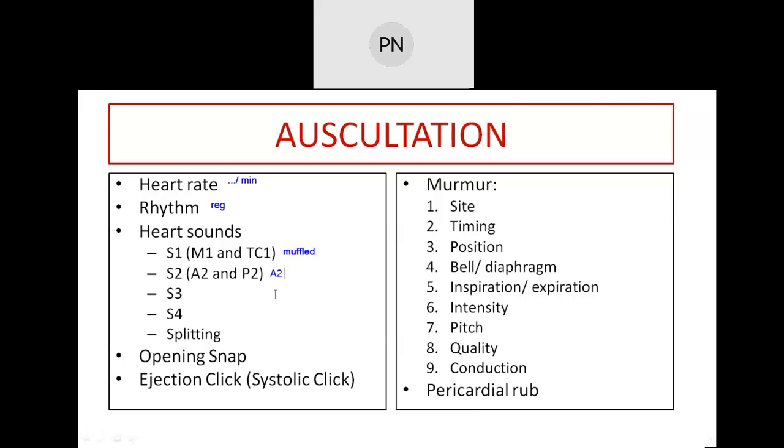Splitting is a different point. I'll discuss it under splitting. Will A2 be loud or normal or muffled? P2 will be loud, but A2 will be normal. There is no aortic pathology. So A2 will be normal. See, in the whole flow chart, we have commented nothing about A2. P2 will be loud because of pulmonary arterial hypertension.